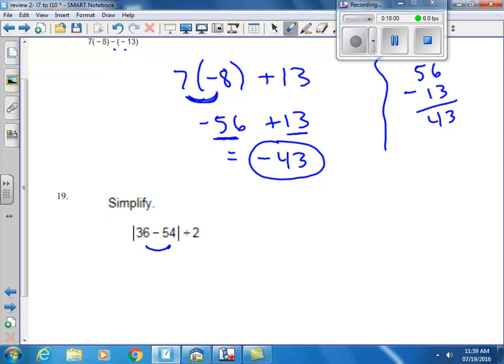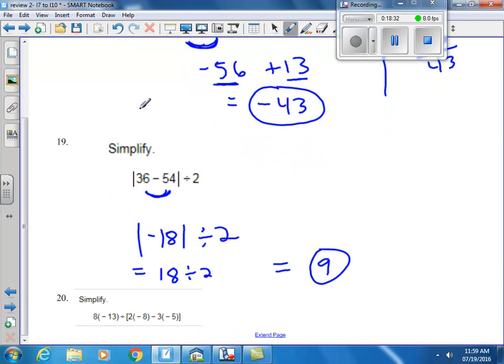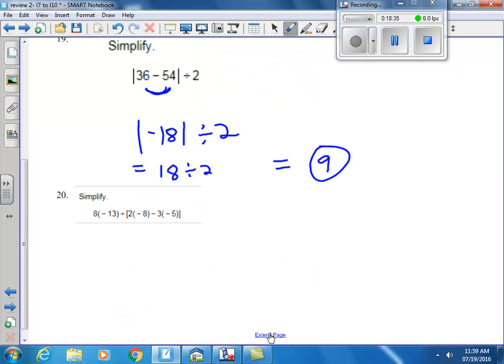Okay, here we have some absolute values, so we're going to take care of our absolute value first. The difference between 36 and 54 is 18, but 36 minus 54, you're thinking is negative 18, but it's in bars. It's in those absolute value bars. So absolute value of negative 18 is 18, and then divided by 2 will send us to 9. And life wouldn't be complete without a gigantic PEMDAS here at the end.